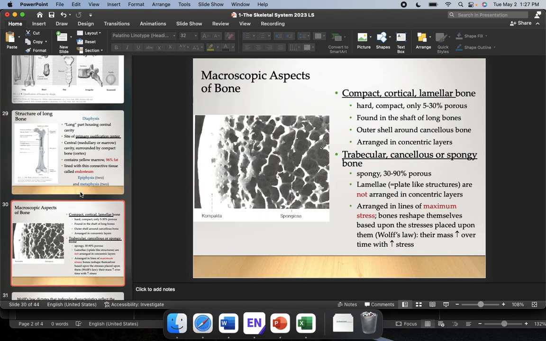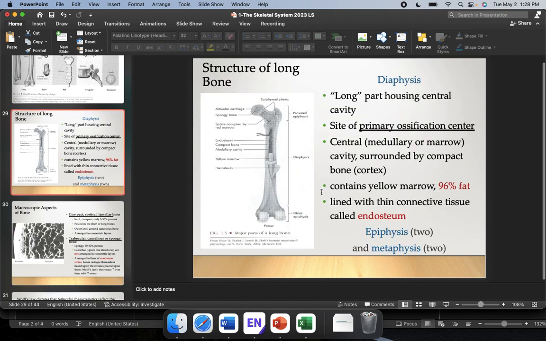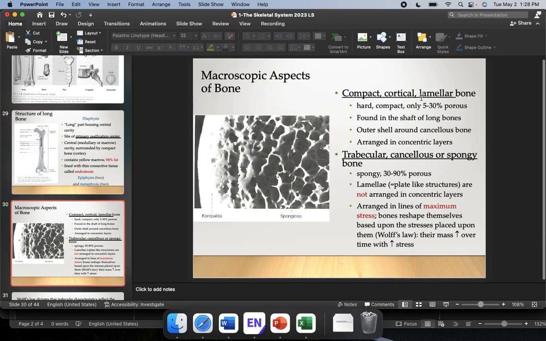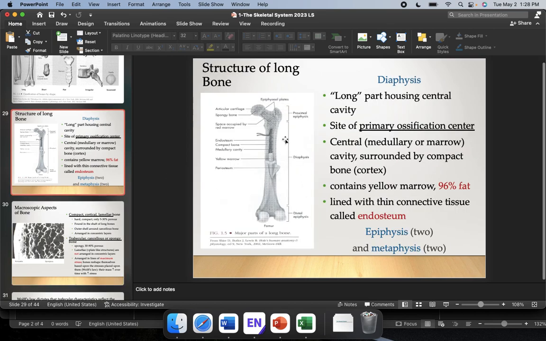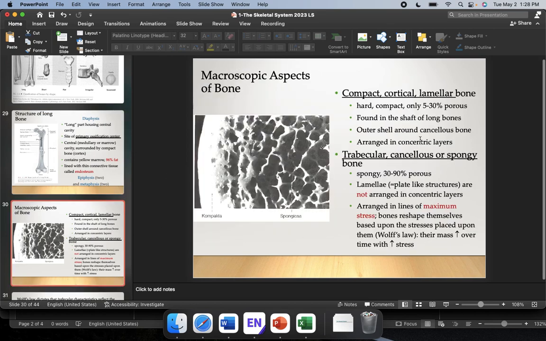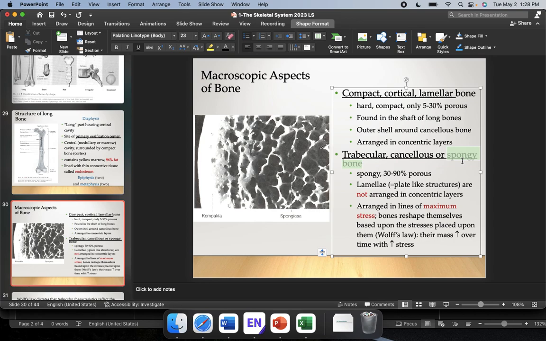As we move forward, though, we realize that not all bones are going to follow this exact type of structure. We have compact cortical lamellar bone. This is going to be that bone that's found in the shaft of a long bone. But towards the end of a long bone, or in a short bone, or a flat bone, or an irregular bone, we're likely to have some more trabecular or cancellous or spongy bone. That's a term that we will often hear.